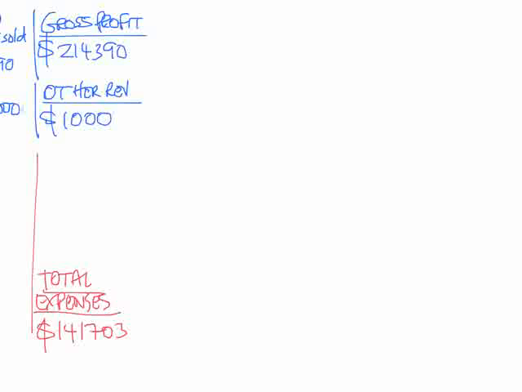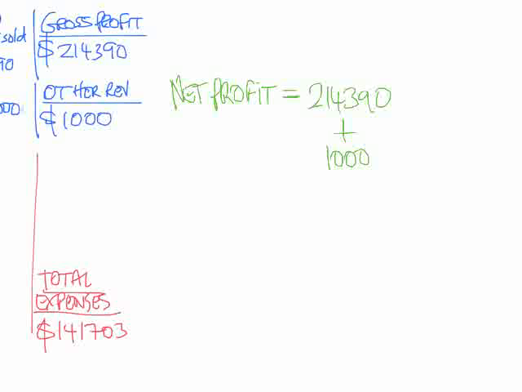And I'll do it in green. Your net profit is going to be the gross profit, 214,390, plus $1,000 in the other revenue earned, minus 141,703 in total business expenses, and that should equal 73,687.